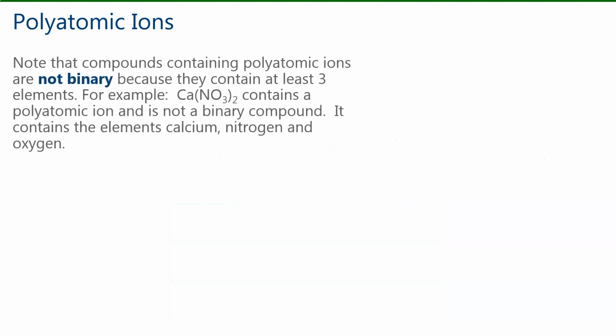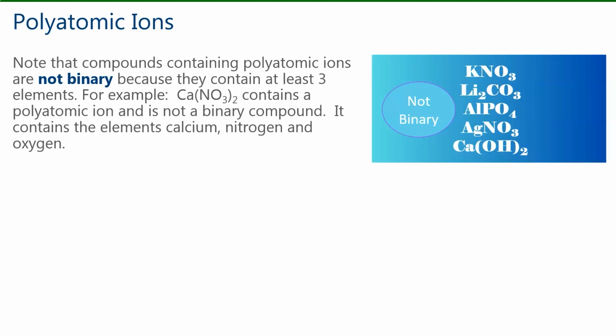Note that compounds containing polyatomic ions are not binary, because they contain at least 3 elements. For example, calcium nitrate contains a polyatomic ion, nitrate, and is not a binary compound. This compound contains the elements calcium, nitrogen, and oxygen, so it has 3 elements in it, and binary compounds only have 2. Here are some more examples of ionic compounds that are not binary.